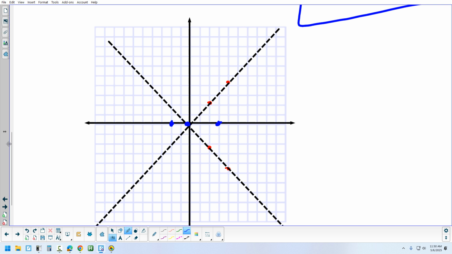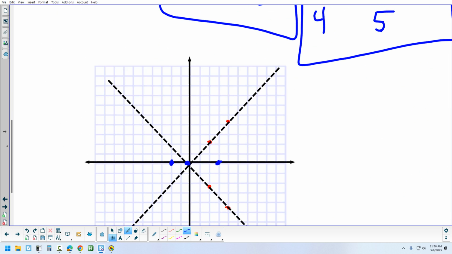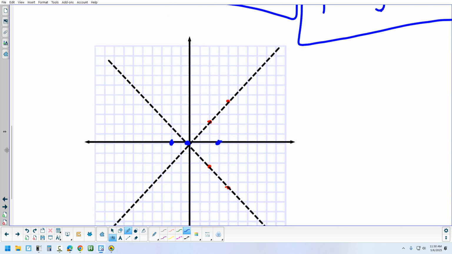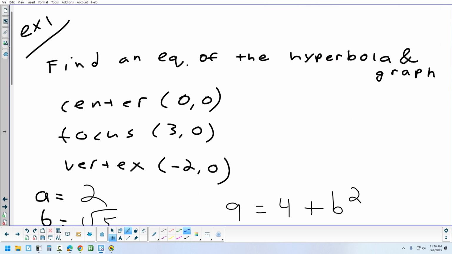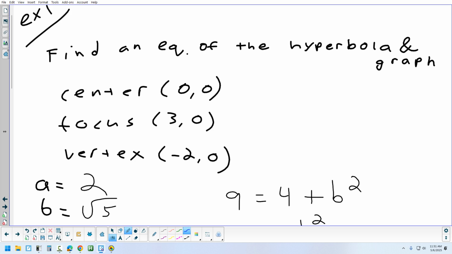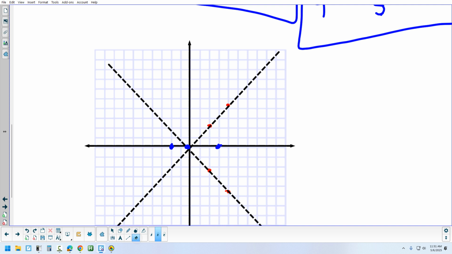We already answered the question, which way does this go? The transverse axis is horizontal. That's what the blue dots are. So to graph it, what I would do is plot both of your vertices, but they only gave me one of them, negative 2, 0. Where's the other vertex? Positive 2, 0. Okay, so let's plot just those.